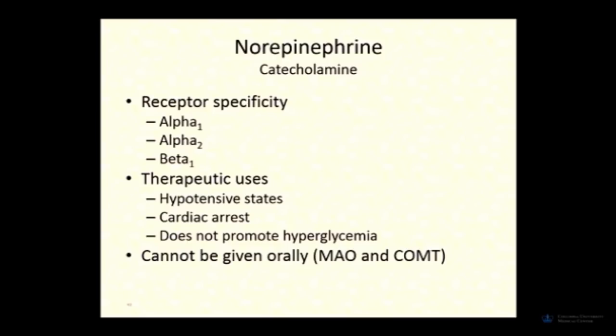Okay. Norepinephrine, another catecholamine, has receptor specificity for alpha 1, alpha 2, and beta 1. It has really low affinity for beta 2 receptors, so there are other drugs that are a better choice if you're looking to activate beta 2 receptors. Therapeutic uses are also for hypotensive states and cardiac arrest, and norepinephrine has the advantage of not promoting hyperglycemia in diabetic patients like epinephrine did. But because it's a catecholamine, you cannot give it orally.